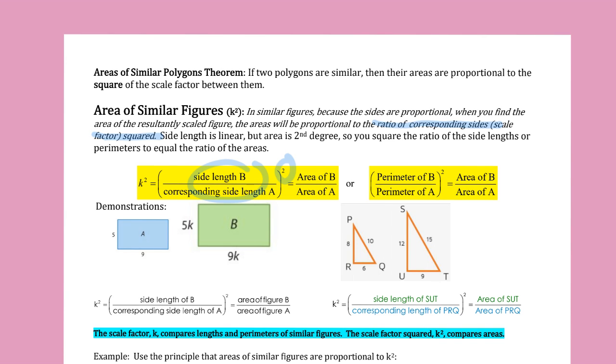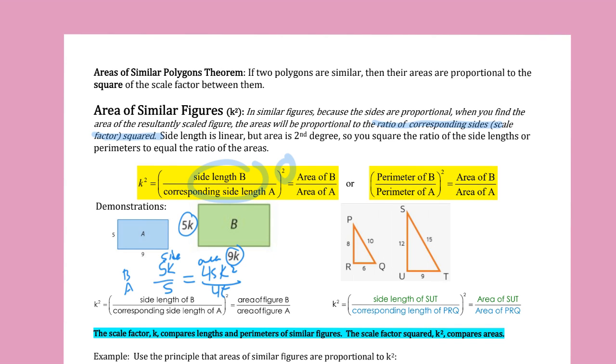Okay, so demonstrations, okay. If you take the side length of two figures, okay, so let's do B over A, okay. So you do 5K over, say, 5, okay, and set that equal to the ratio of the area. So this is B, and this is A, this is side lengths, this is area, okay, and so the area of the bigger shape, remember to find area of a shape, you multiply the two sides. So if you multiply 5K times 9K, you get 45K squared, because K times K is K squared. And then the area of the smaller one is just 45.